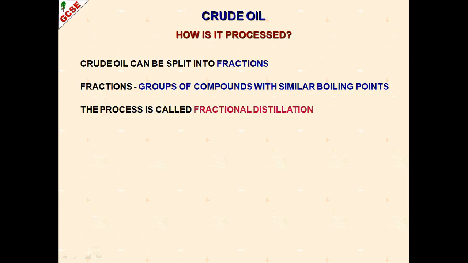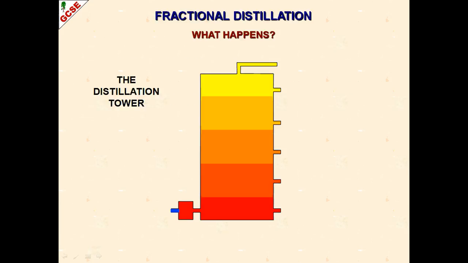The important thing starts now. That's called fractional distillation, by which we can remove the fractions. Fractional distillation means it has a big column, called a distillation tower or fractionating tower. This is the tower, and here different temperatures are maintained, and this portion is called the furnace. Here the temperature is very high.